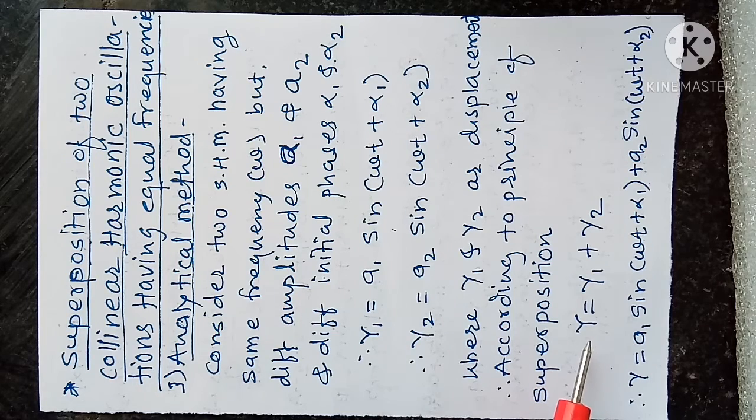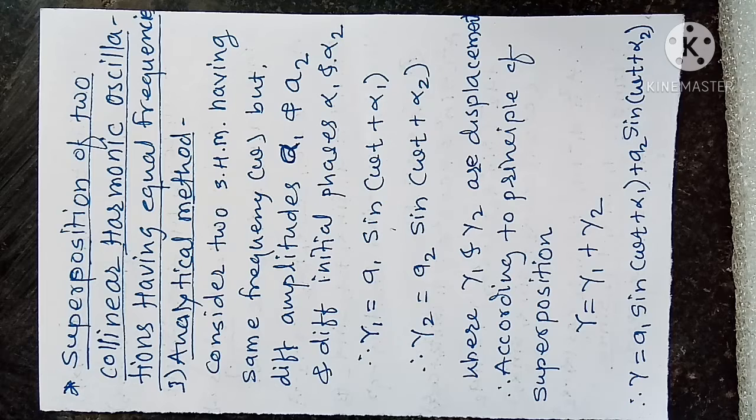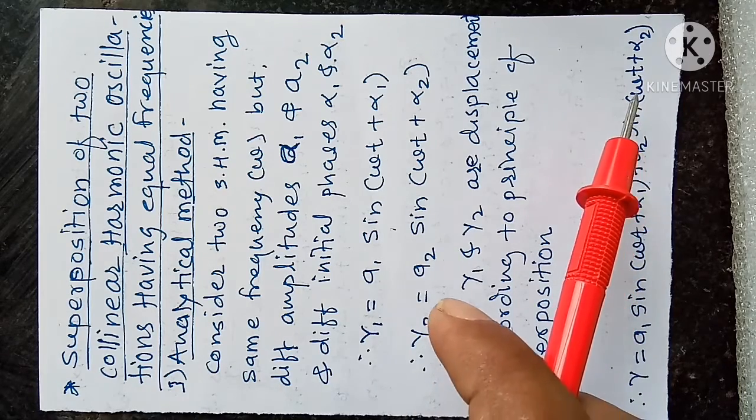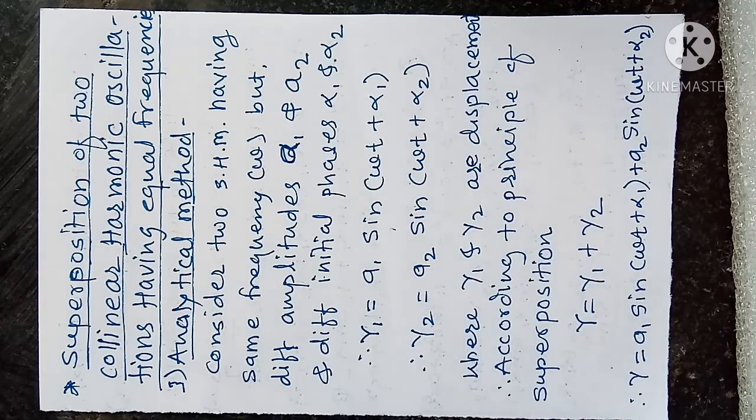The resultant displacement y is equal to y1 plus y2. Now if we put y1 equal to A1 sin(omega t plus alpha 1) and y2 equal to A2 sin(omega t plus alpha 2) in this equation, we get y is equal to A1 sin(omega t plus alpha 1) plus A2 sin(omega t plus alpha 2).